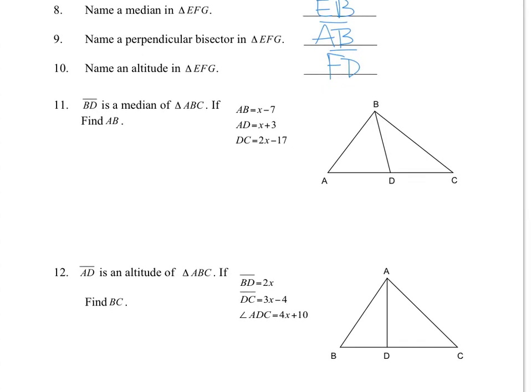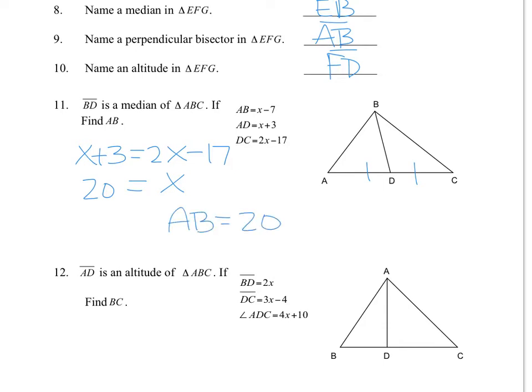If BD is a median, that means AD and DC are congruent. So I can put those two expressions equal to each other. Subtract X, add 17. And then it wants to find the length of AB. I just substitute X in.